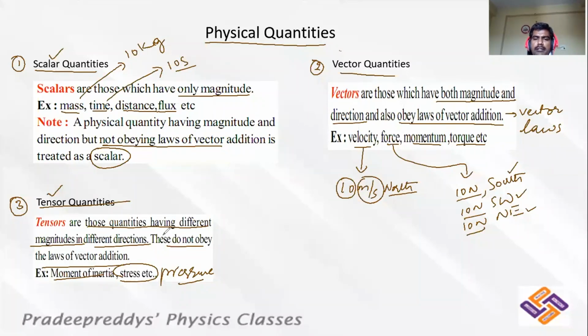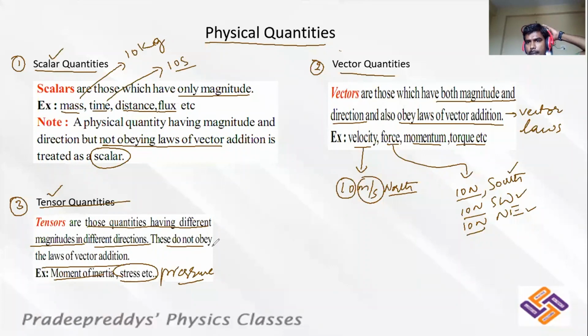Scalars can be expressed with only magnitude. Vectors are expressed with magnitude and direction, and they should obey vector laws. Tensors are those quantities which have magnitude, and they can also have direction, but their magnitude will be varied differently in different directions. So they are known as tensor quantities.